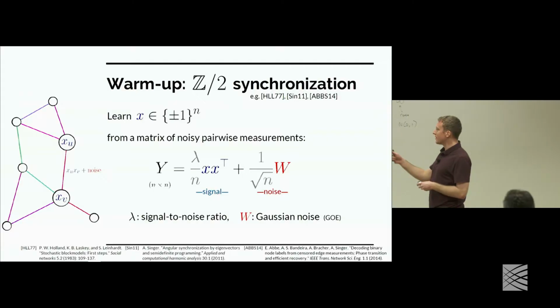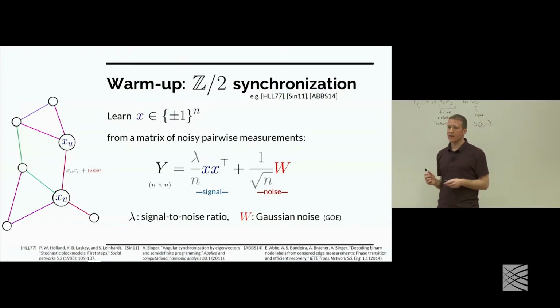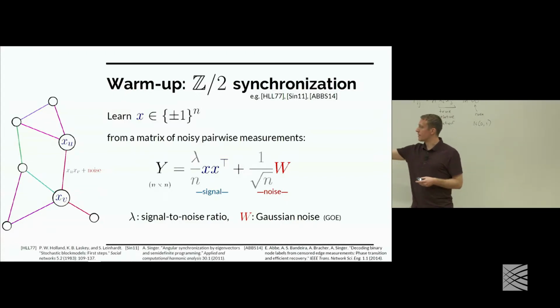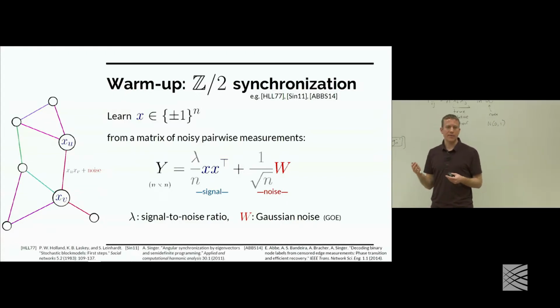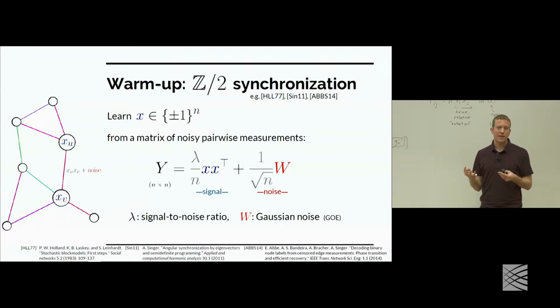Yeah, thanks. So the reason this is scaled like this is because as n goes to infinity, I want both the signal and noise components to have spectral norm that's a constant. So spectral norm means just the largest eigenvalue. So the signal term here has maximum eigenvalue lambda, and the noise term has maximum eigenvalue 2. This is just a property of these random Gaussian matrices. So it just means that the noise and signal are comparable in size.